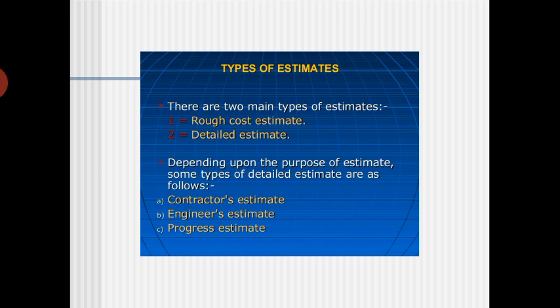Depending on the purpose of the estimate, some types of detailed estimates are as follows. We will discuss the rough estimate in the further slides, but the detailed estimate we are going to divide into three specific subdivisions: contractor's estimate, engineer's estimate, and progress estimate. Let's see them one by one.